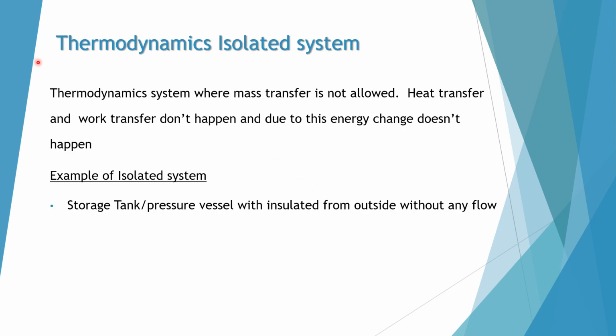Now isolated system. Thermodynamic system where mass transfer is not allowed and heat transfer and work transfer do not happen, and due to this energy change doesn't happen. So this is considered as isolated system. No mass transfer, no heat transfer, no energy change is considered as an isolated system.